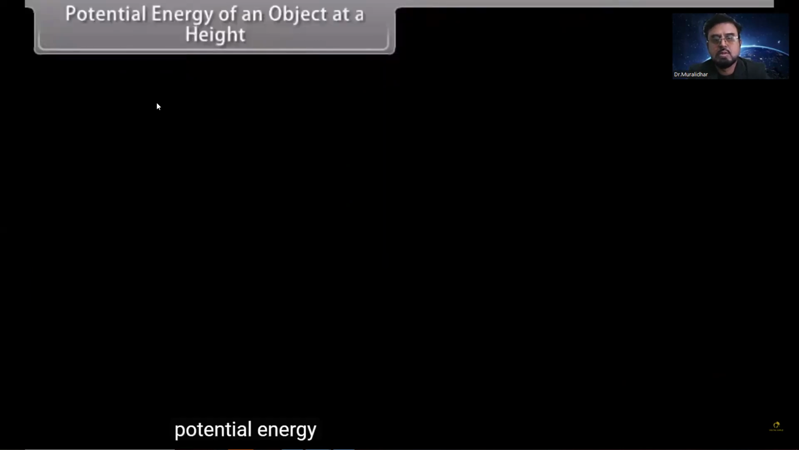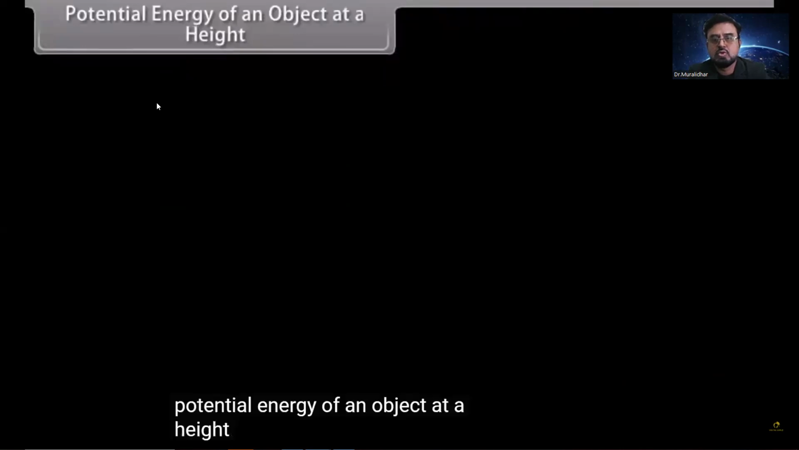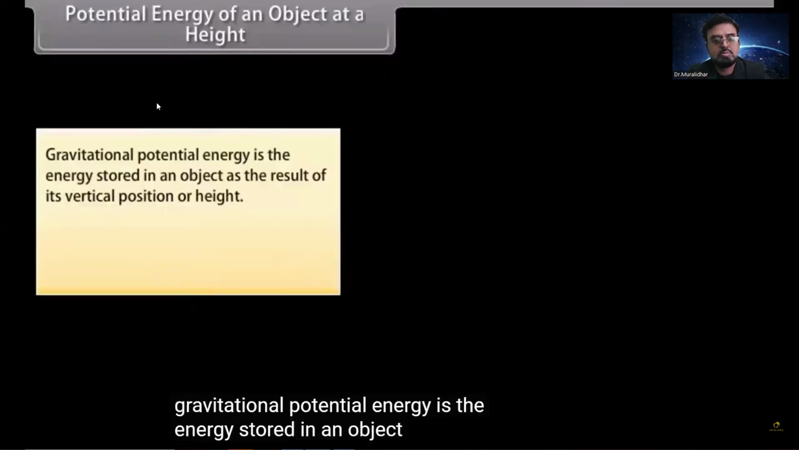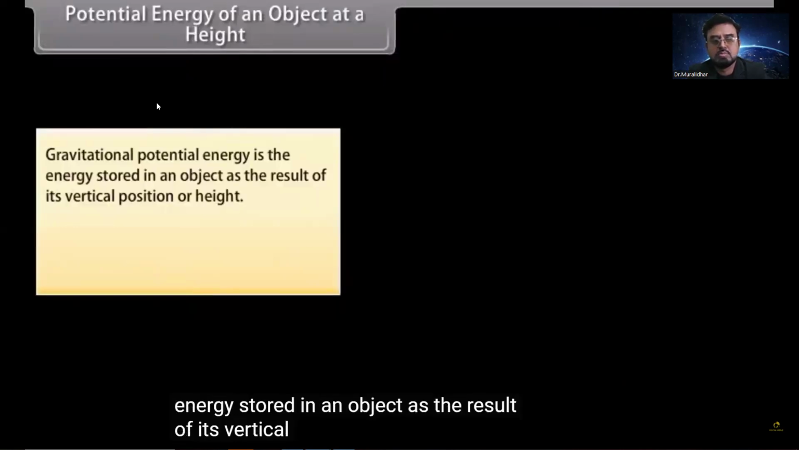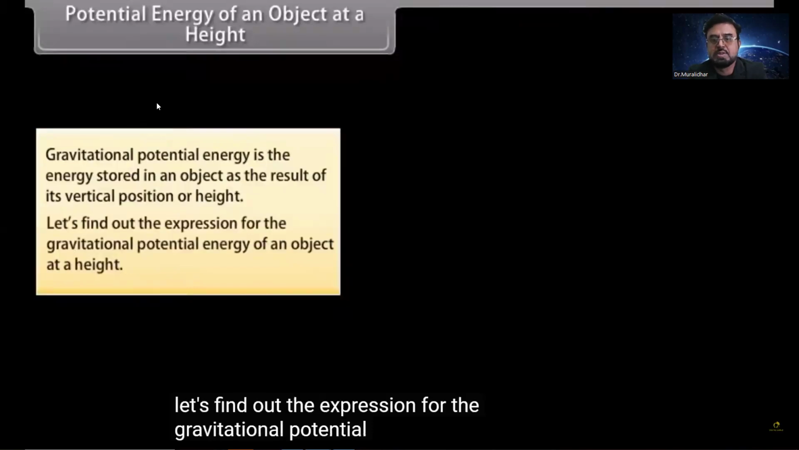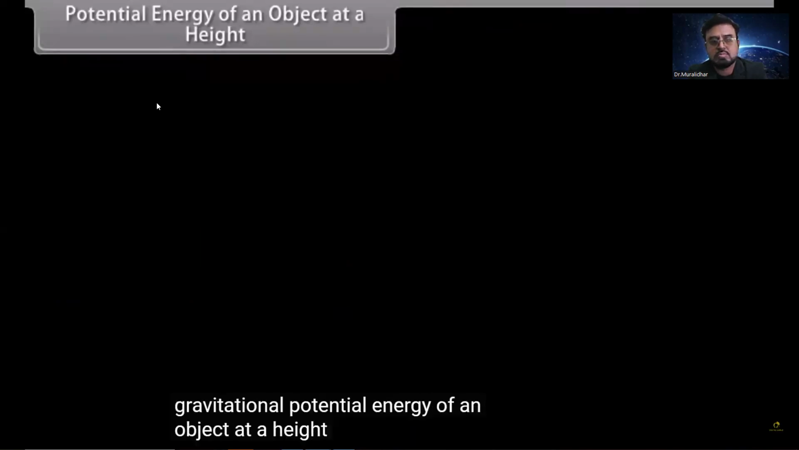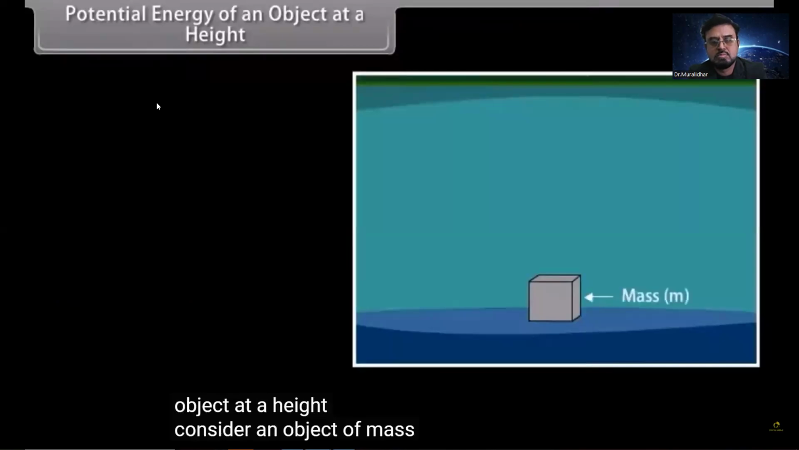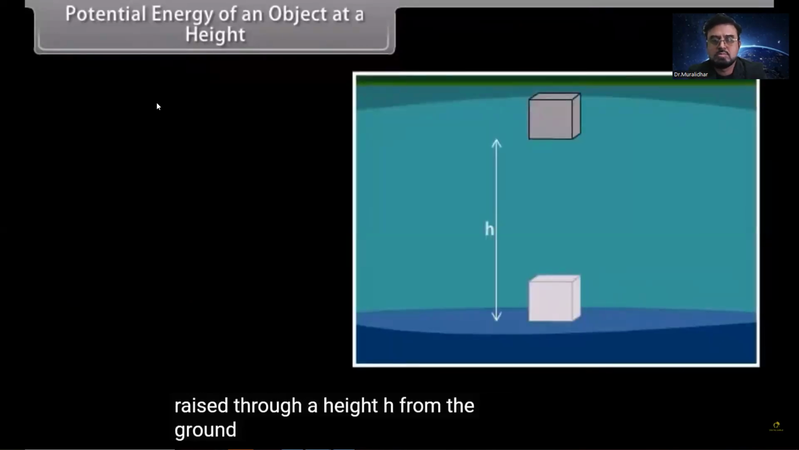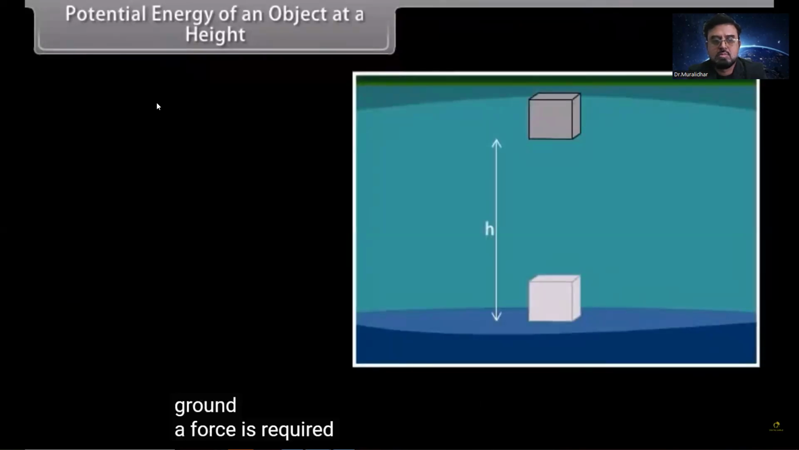Potential energy of an object at a height. Gravitational potential energy is the energy stored in an object as the result of its vertical position or height. Let's find out the expression for the gravitational potential energy of an object at a height. Consider an object of mass m. Let it be raised through a height h from the ground. A force is required to do this.